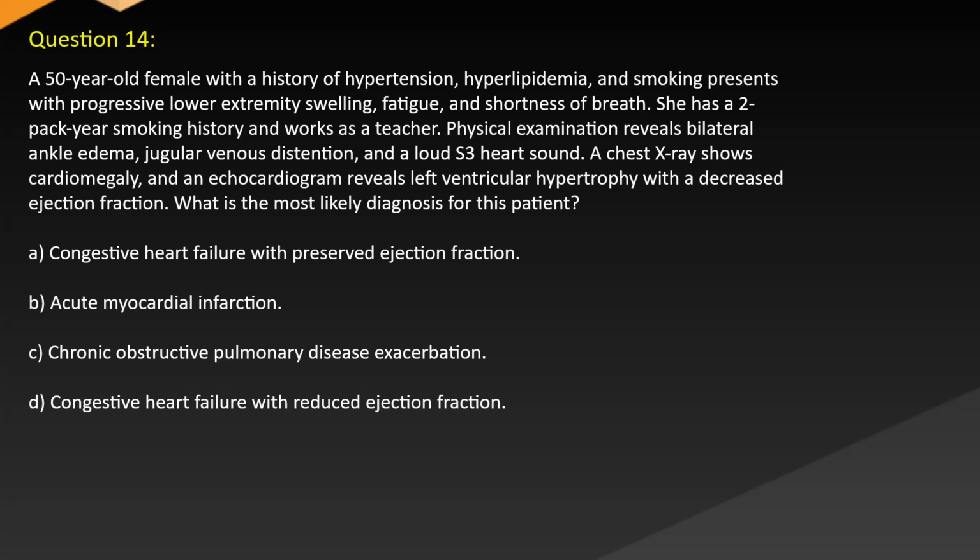Question 14. A 50-year-old female with a history of hypertension, hyperlipidemia, and smoking presents with progressive lower extremity swelling, fatigue, and shortness of breath. She has a two-pack year smoking history and works as a teacher. Physical examination reveals bilateral ankle edema, jugular venous distension, and a loud S3 heart sound. A chest X-ray shows cardiomegaly, and an echocardiogram reveals left ventricular hypertrophy with a decreased ejection fraction. What is the most likely diagnosis for this patient?